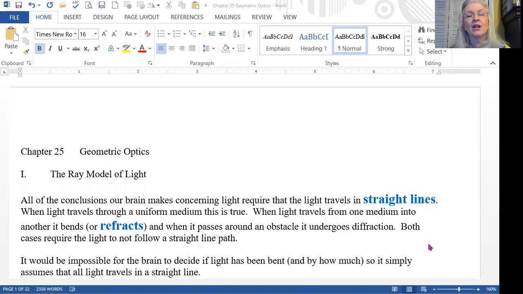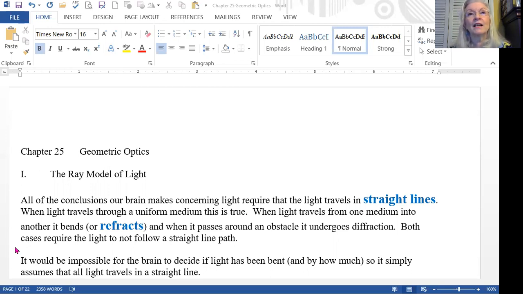This ability to describe light as traveling in a straight line, and especially to use it in diagrams, is something that we refer to as the ray model of light. So when your brain looks at light, your brain processes the information as if light travels in a straight line. And it doesn't matter if the light actually bends, your mind says, no, it goes in a straight line. This is the reason that we see some optical illusions.